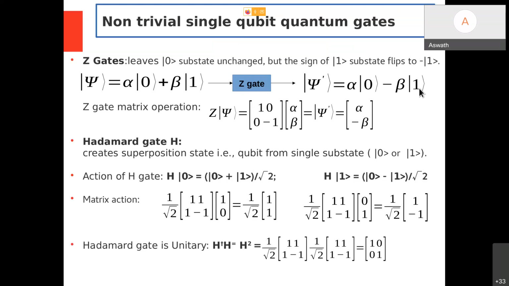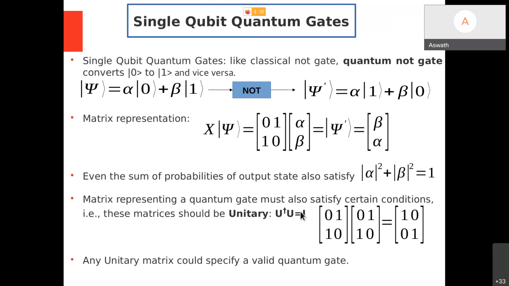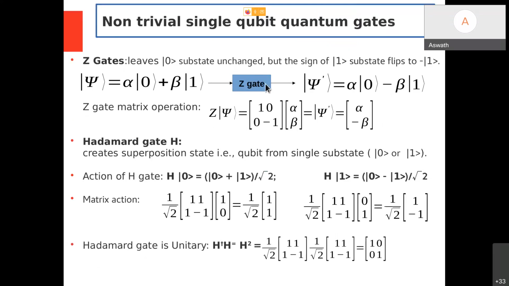If you want, you can always cross check whether this Z gate or Z matrix is unitary or not. Take this matrix, find its complex adjoint, and multiply. If you get identity like here, then you can use that for the corresponding quantum gate. Again, this is also a single qubit going in, coming out as a single qubit, right? So I'll ask you a question.